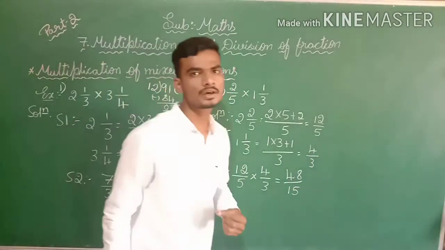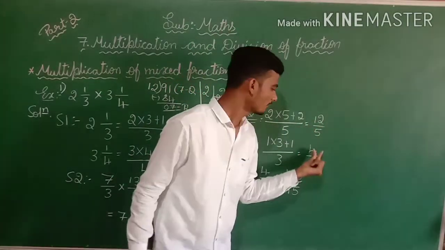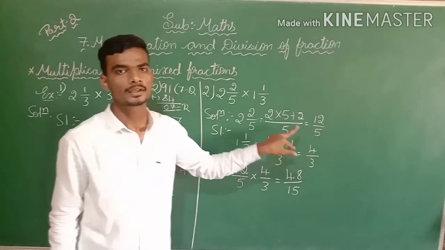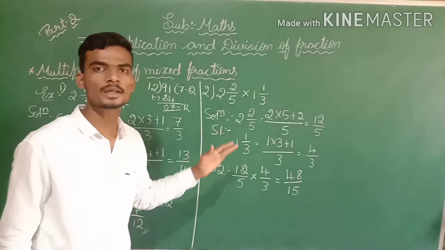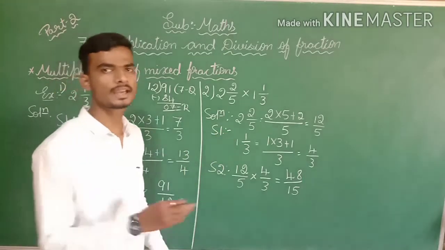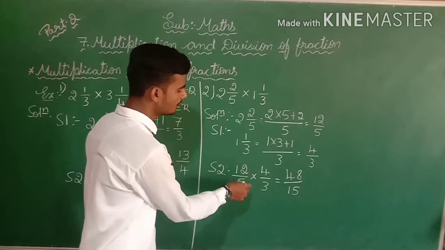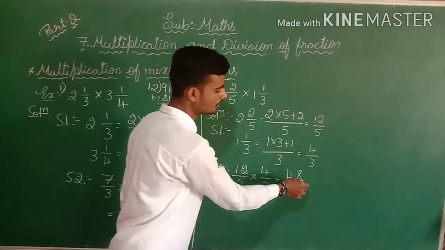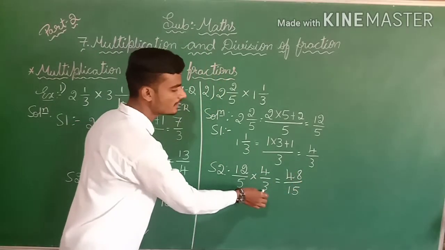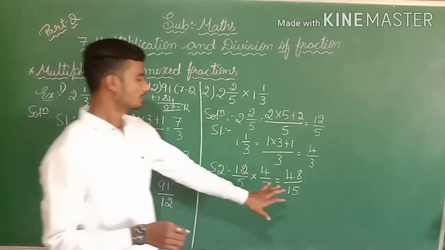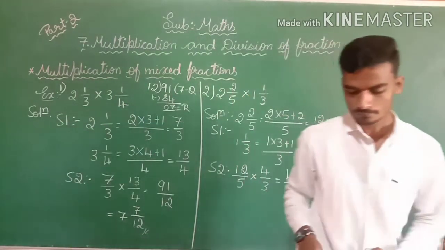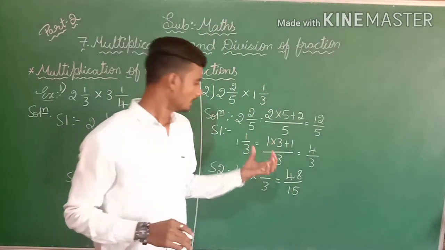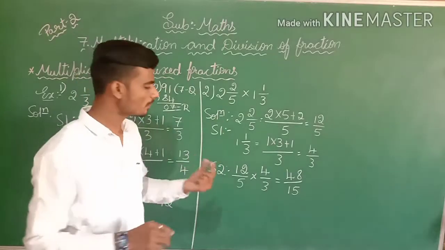Then in step 2, what do you have to do? We have to multiply both the fractions. You have to multiply the numerator with the numerator and the denominator with the denominator. See here, 12 by 5 into 4 by 3. 12 4s are 48. Then 5 3s are 15. Next in step 3, what do you have to do? Reduce to the simplest form if it is possible.